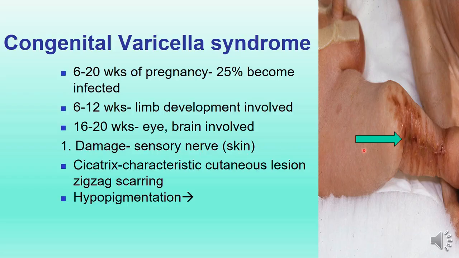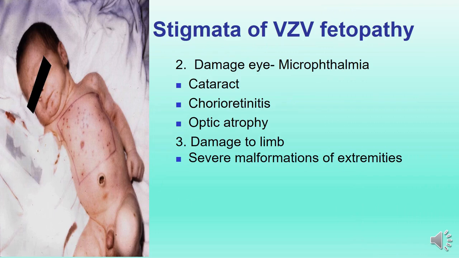Number 1, damage to the sensory nerve, which is manifested in the skin. So in the skin you'll get a cicatrix lesion. This is a zigzag scarring lesion which is seen in the skin. This picture is showing the cicatrix lesion. Then there might be hyperpigmentation in different parts of the body. Number 2 is damage to the eye, which may present with microphthalmia, cataract, chorioretinitis, optic atrophy.